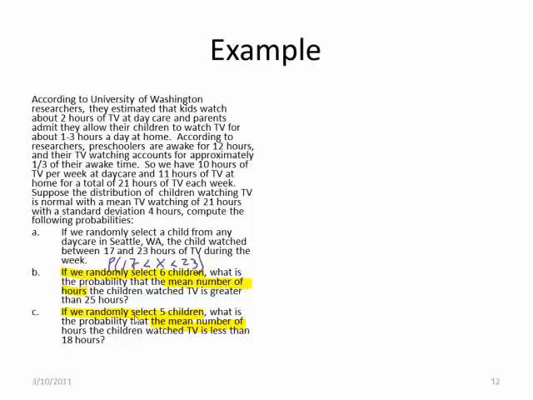Using random variable notation, part B is asking us what? The probability that X bar is what? Greater than 25. And part C, again, writing the probability statement, this is asking us to compute the probability that X bar is less than 18.